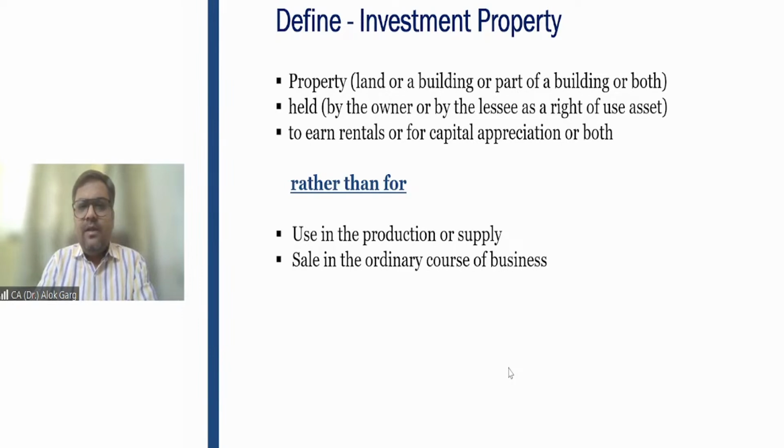Right? So friends, I hope it is very clear to you that land and building, if held for capital appreciation or held for rental purposes, is considered an investment property, right? What is the exception? If that land and building is used in the production or supply of goods and services, it is not an investment property, it is PPE. Or if land or building is held for sale in the ordinary course of business, again it is not an investment property and not PPE, it is inventory, right?